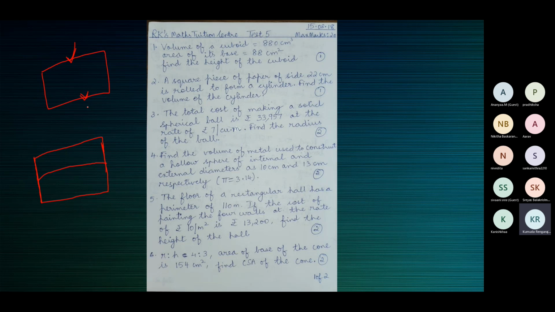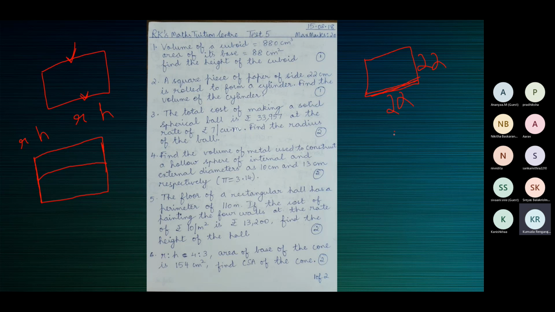We need to find the volume of the cylinder. Now we know that to find the volume of the cylinder, we need the radius and the height of the cylinder. So we need to find the radius and the height of the cylinder. Now, when it's a square piece of paper, when you roll it up to form a cylinder, the height of the cylinder will be 22.